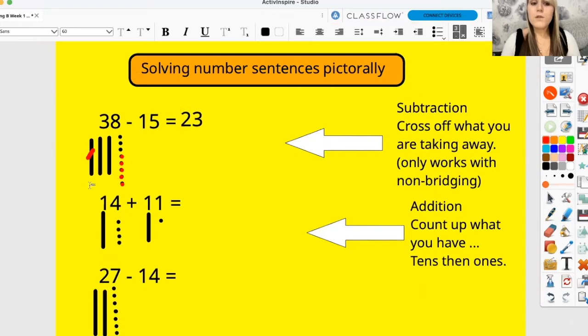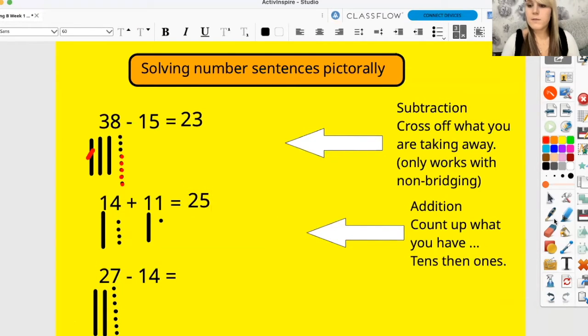And then if we use the pictorial method for adding, we need to draw the tens and ones for both numbers, okay? And then we just count up and see what we have. So always counting the tens first. 10, 20, 21, 22, 23, 24, 25 all together. So you count all of the tens and all of the ones.